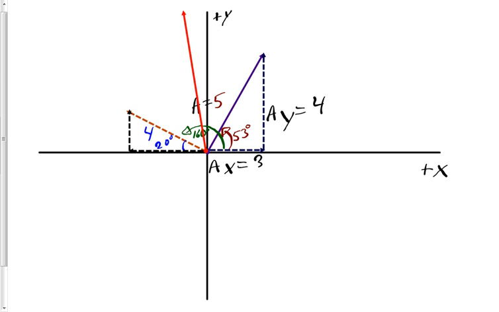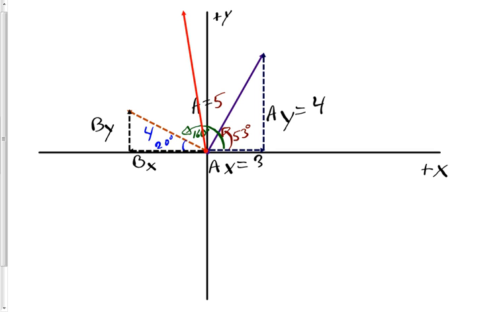Okay, so I'm bringing down vector B, which is a value of 4 units at an angle of 20 degrees clockwise from the x-axis, otherwise known as 160 degrees counterclockwise. Let's break that one down into its x and y components. So vector B in the x direction and also vector B in the y direction will have values.